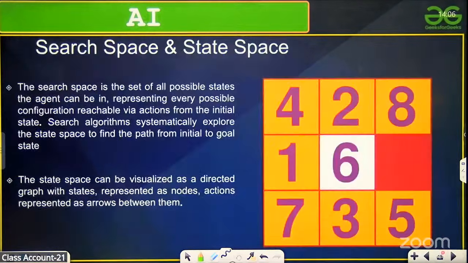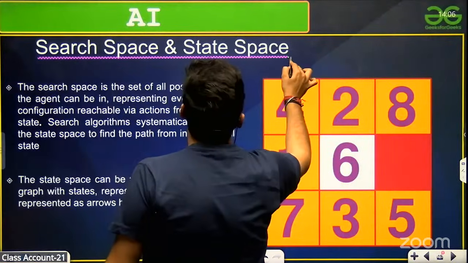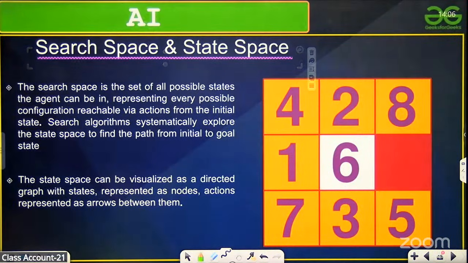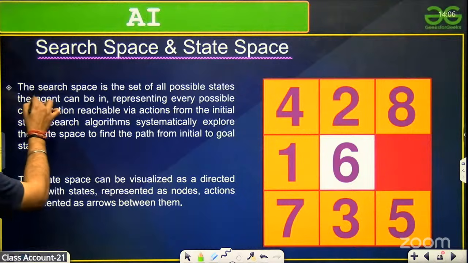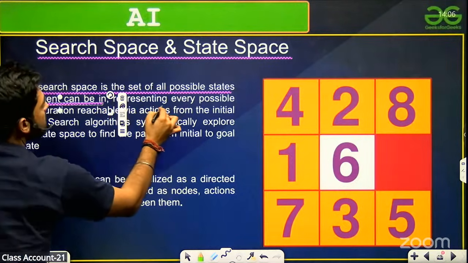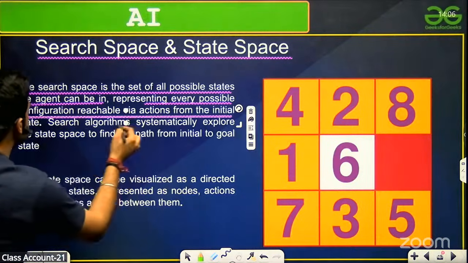Okay, then next is an important term, that is search space and state space. So what is a search space? It is the set of all possible states the agent can be in, representing every possible configuration reachable via actions from the initial state.